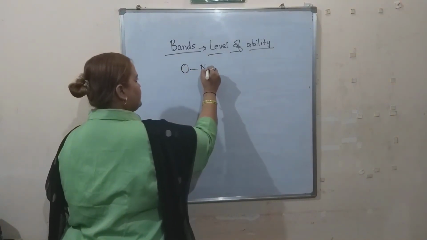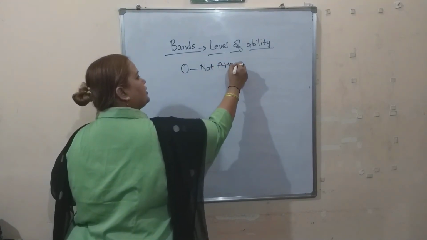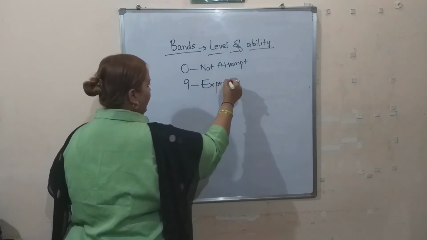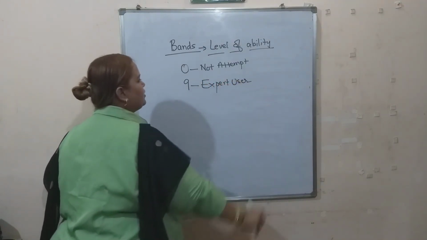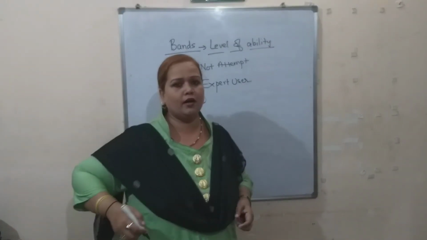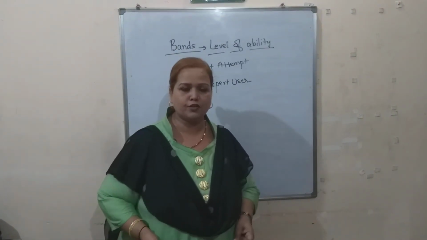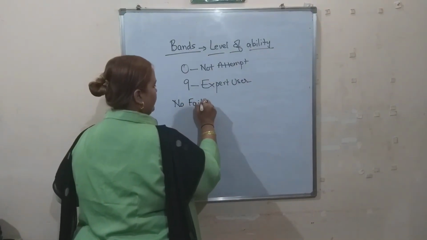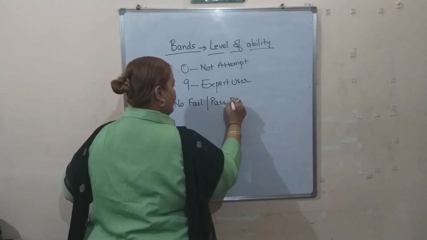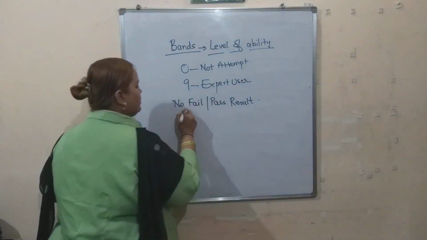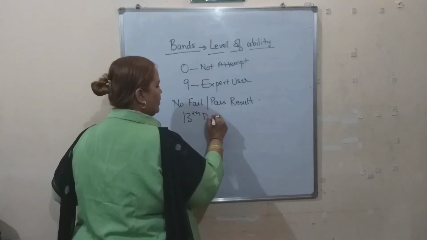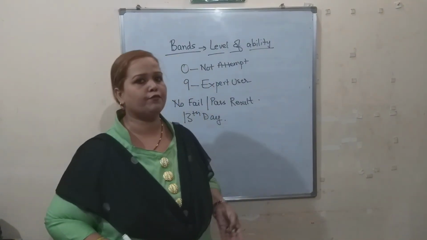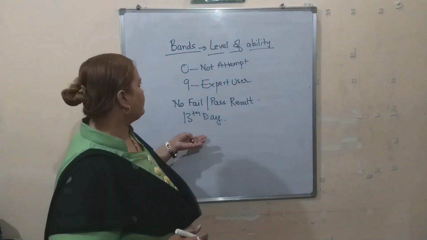0 means not attempted, and 9 means you are an expert user. So I pray that all the students who have been applying for IELTS should get 9 bands and be an expert user in speaking. There is no fail or pass result. You get your results on the 13th day. If you appeared on the 1st of the month, you'll get your result on the 14th of the month.